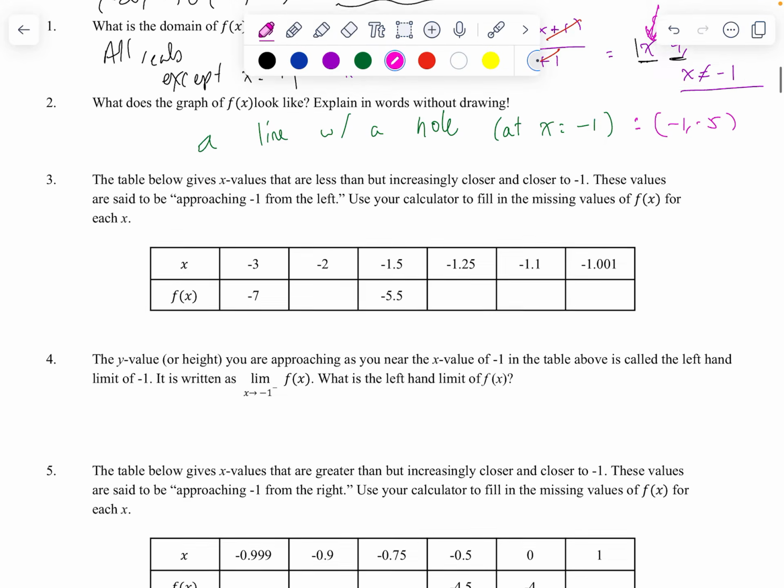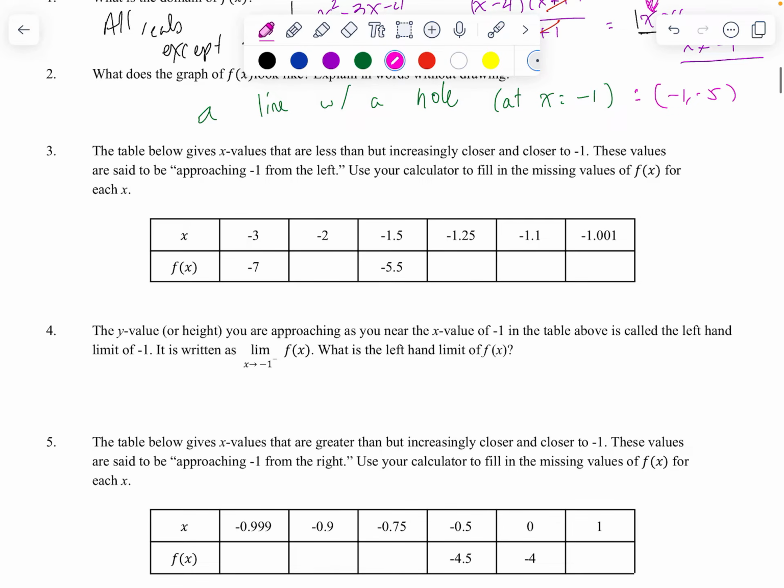The next part says 3, and there's a table of values here. What we're going to look at is trying to see what the limit is on the left using a table. This is a helpful skill, especially if you're not able to see the graph, or if you have a limit that you have to do by hand and you can't visualize what the graph looks like. You can plug in values that are closer and closer to that x value you want, and now you can zoom in on what that y value is. And that's what we're going to do here with this organized table.